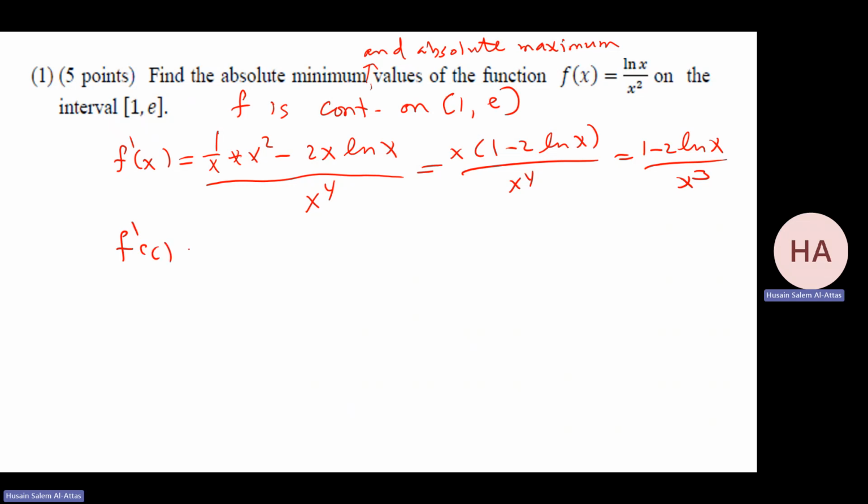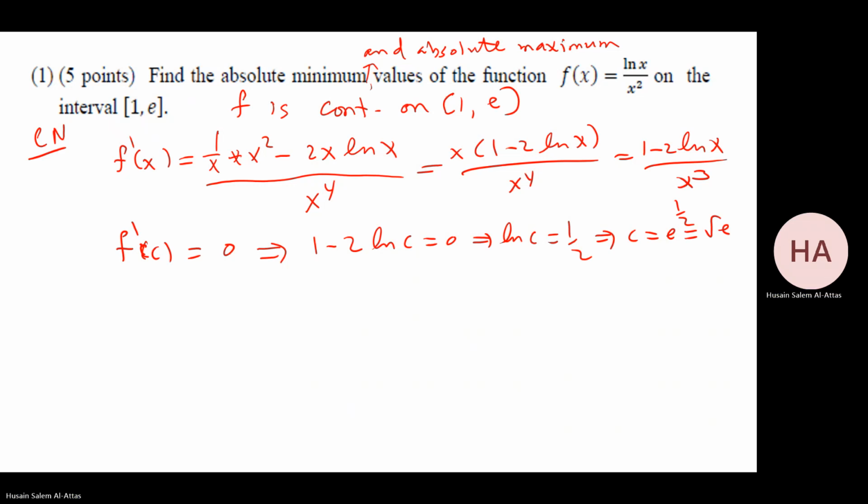I need f prime at c equals 0 to find the critical numbers. That gives me 1 minus 2 ln c equals 0. That means ln c equals half, so c equals e to the power half, or square root of e. F prime does not exist at x equals 0, which is not in the domain, so there is nothing in the domain where f prime does not exist.